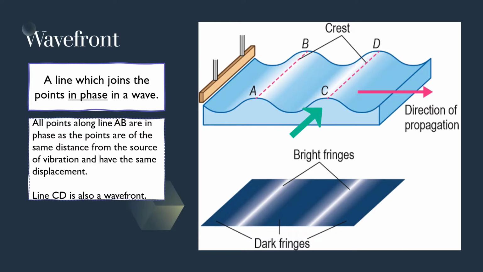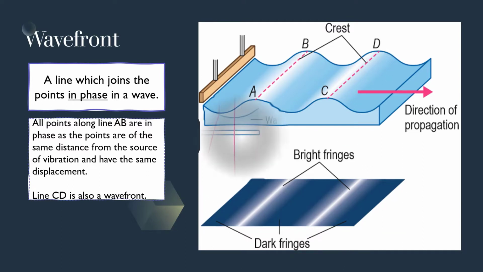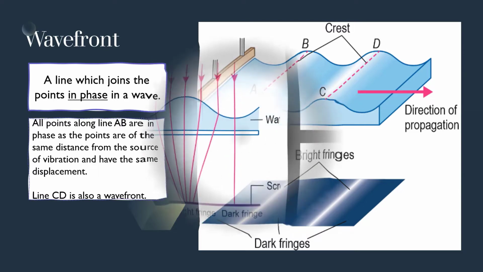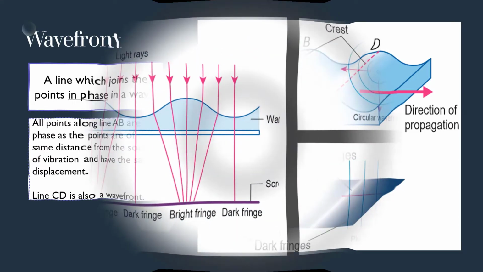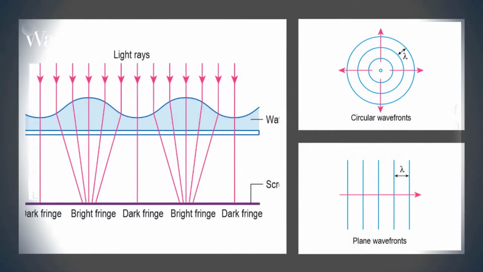When light rays move through water in a ripple tank, alternate bright and dark fringes can be seen. You see in the diagram the formation of bright and dark fringes alternately. It's like the light rays travel through concave and convex lenses. The light rays converge and diverge, and that forms dark fringes and bright fringes alternately.